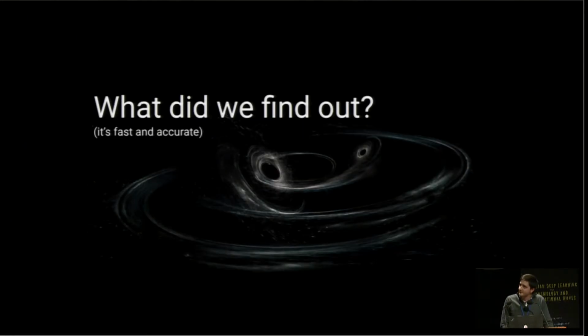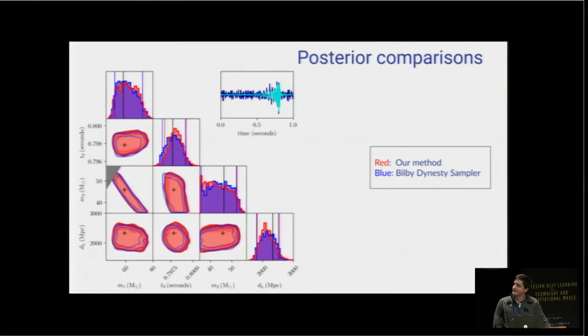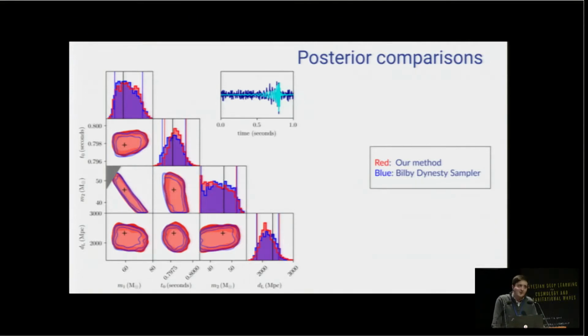And what do we find out when we actually apply this? Well, it's very fast and very accurate. That's also very important. So this is the money plot, I guess. Here we show our results in red for a single binary black hole, though we do other statistical tests to show that this doesn't just work for one test sample. It works across all test samples. But our results are in red.